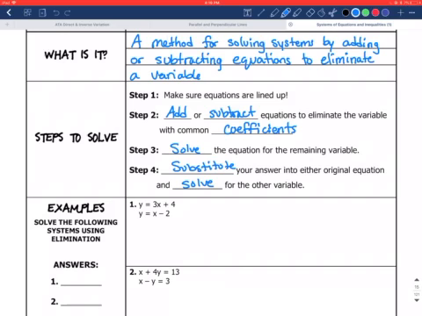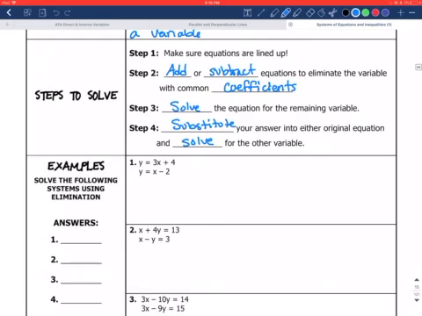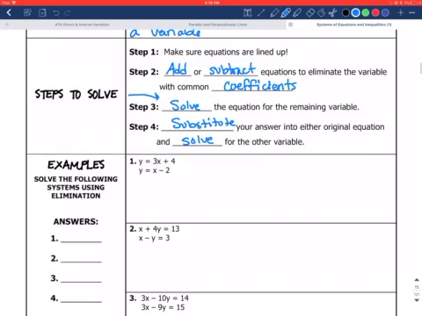But that's okay. Then we will add or subtract the equations to eliminate a variable. You're going to add or subtract the ones with common coefficients. You're going to solve for the remaining variable and then substitute your answer back in to solve for the other one. Once it gets to about here, this is pretty much the same as substitution.